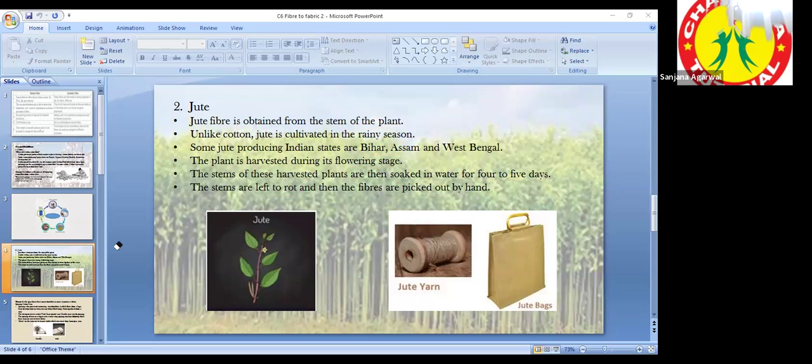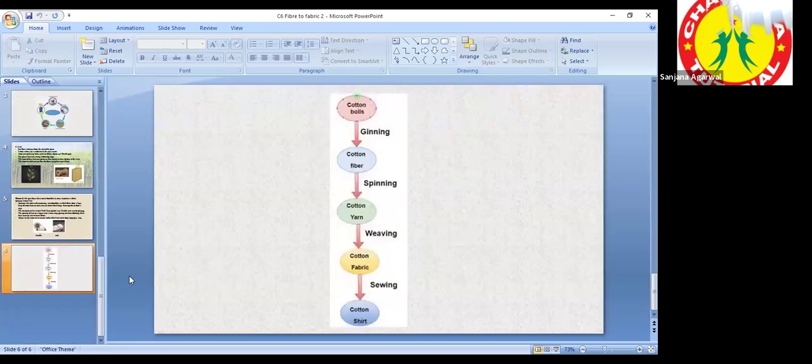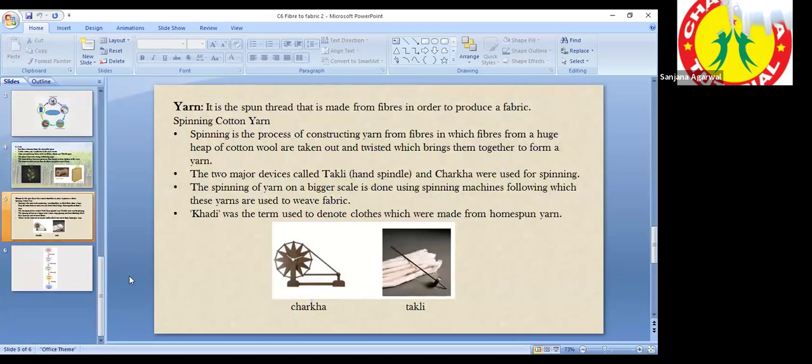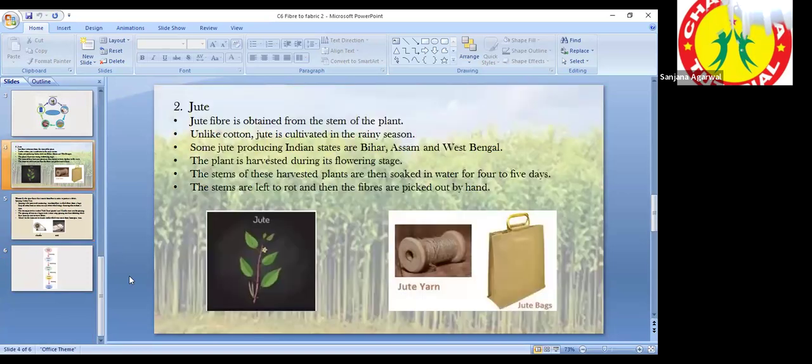Fine. So till this point only, till the jute point only, for the upcoming weekly test, prepare till this point. And these points you can note down later on. I'll be sharing this PDF in the group and portal.